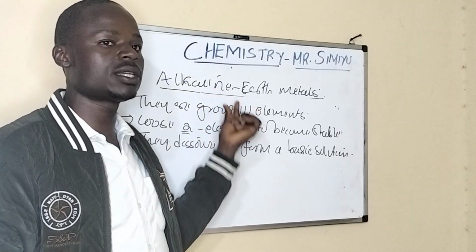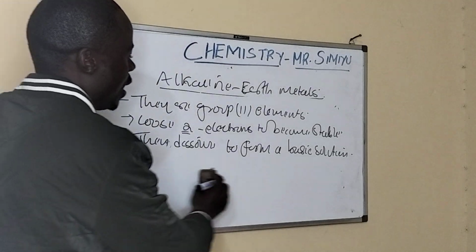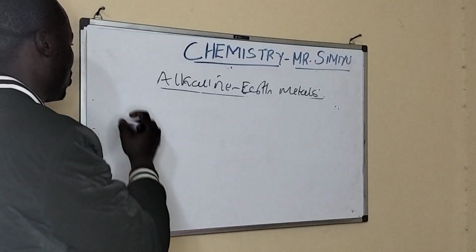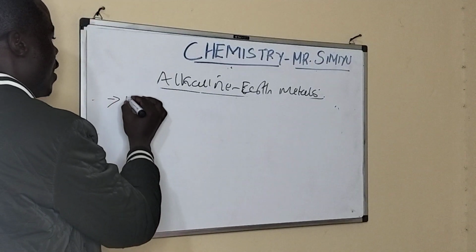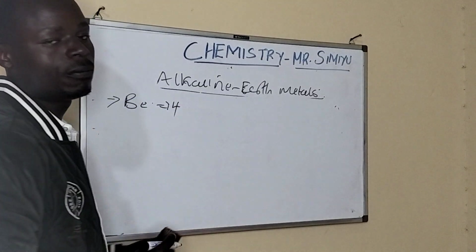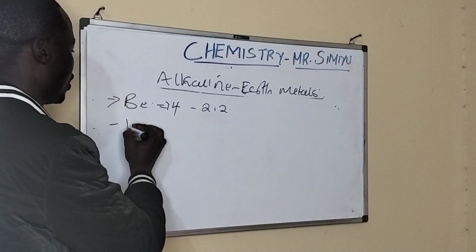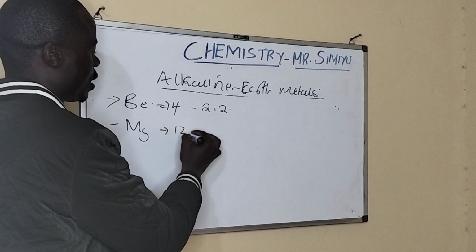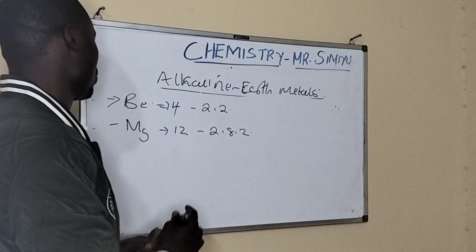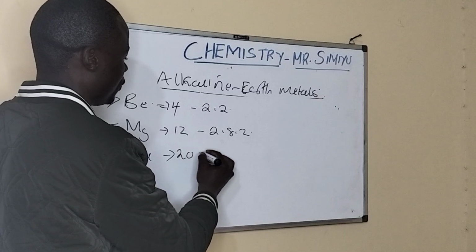than alkali metals. So let's look at the physical characteristics of these alkaline earth metals. For example, number 1, we have beryllium. Beryllium has atomic number 4. Electron configuration is 2:2. We have magnesium. Following magnesium, it has atomic number 12. Electron configuration is 2:8:2. We also have calcium. Calcium, atomic number 20, 2:8:8:2.